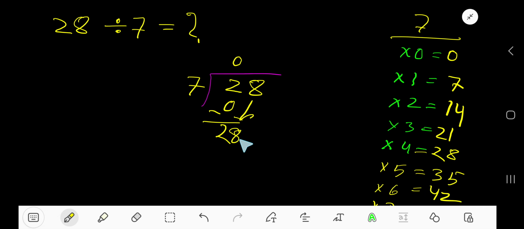So 7 goes into this 28 how many times? Look, 7 goes into 28 4 times. Right, 4. 4 times 7 is 28. Subtract, you get 0. So your answer is 4.